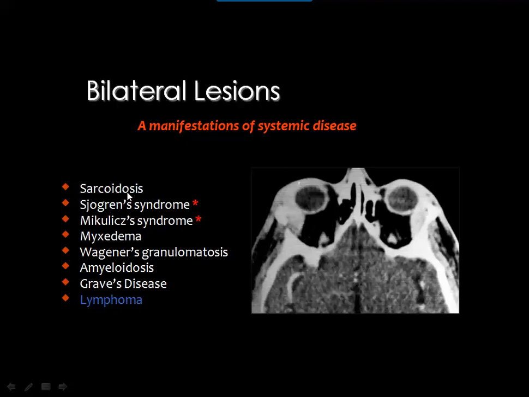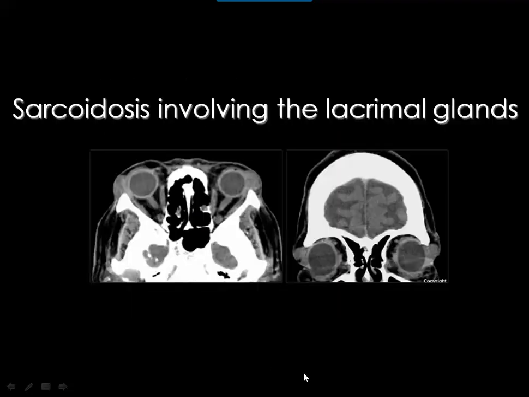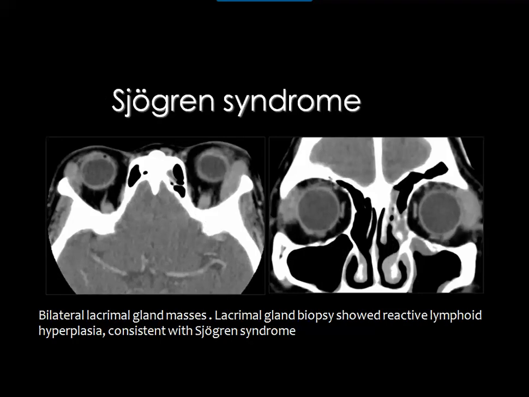Also, sarcoid can affect the lacrimal glands, as can myxedema, Wegener granulomatosis, amyloidosis, Graves' disease, and lymphoma, bilaterally and symmetrically. Then this is a case of proved sarcoid involvement of the lacrimal glands. You see the left as well as the right lacrimal glands are almost symmetrically enlarged. They show homogeneous post-contrast enhancement.